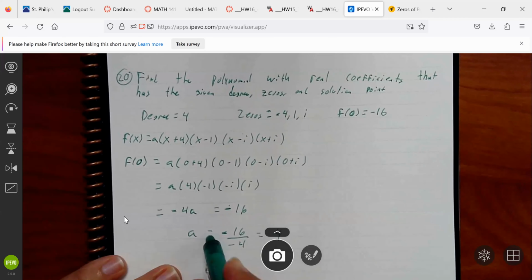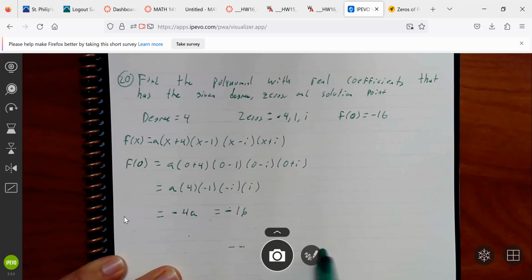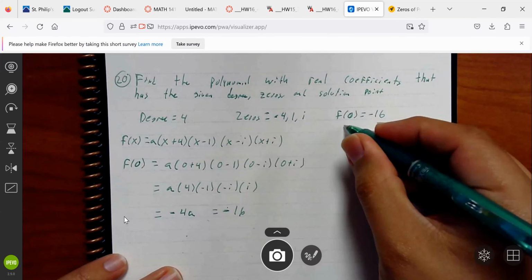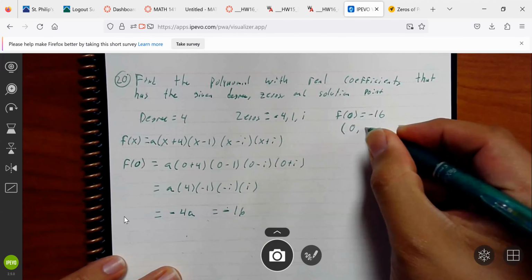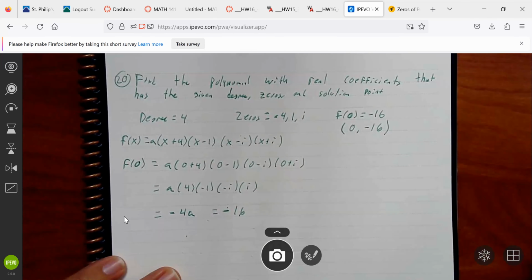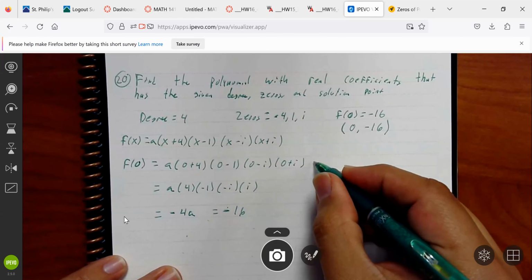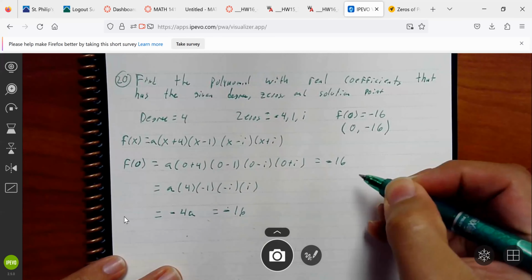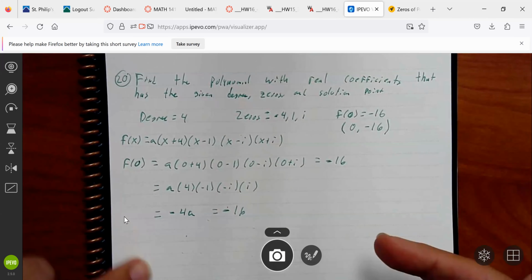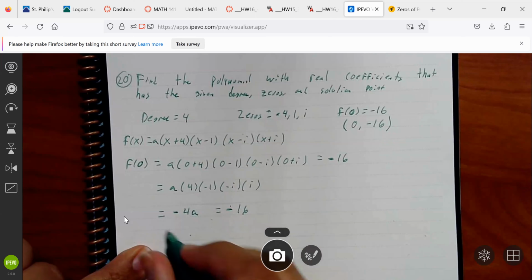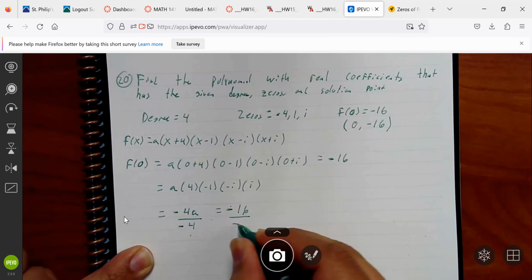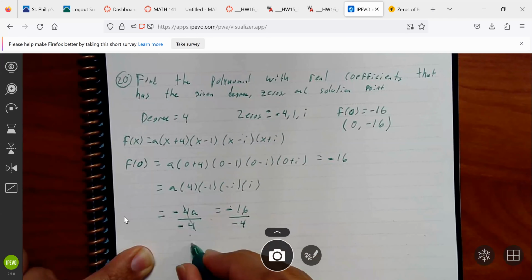Here. So the first thing you should remember, we understand that f of 0 equal negative 16 means that this is my x value and my y value, right? So that technically means that this whole thing, when I plug in 0, would equal to negative 16. So that's there along the way technically, but I didn't write it until the very end. I said, okay, well, now we need to solve for it. So these cancel, leaving me with a equal to 4.